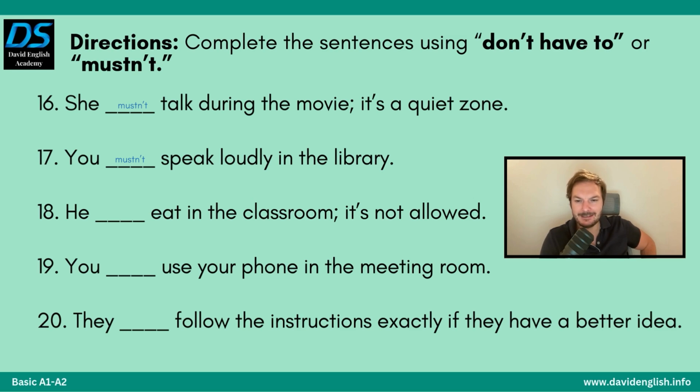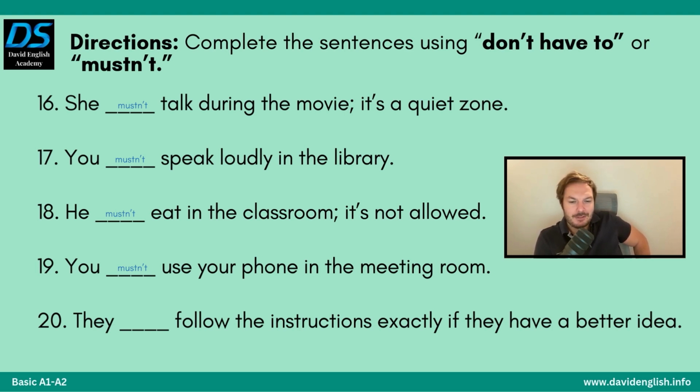18. He eat in the classroom. It's not allowed. Well, I would say he mustn't eat in the classroom because that's a rule. 19. You use your phone in the meeting room. You mustn't use your phone in the meeting room because it's super necessary that you don't do that.